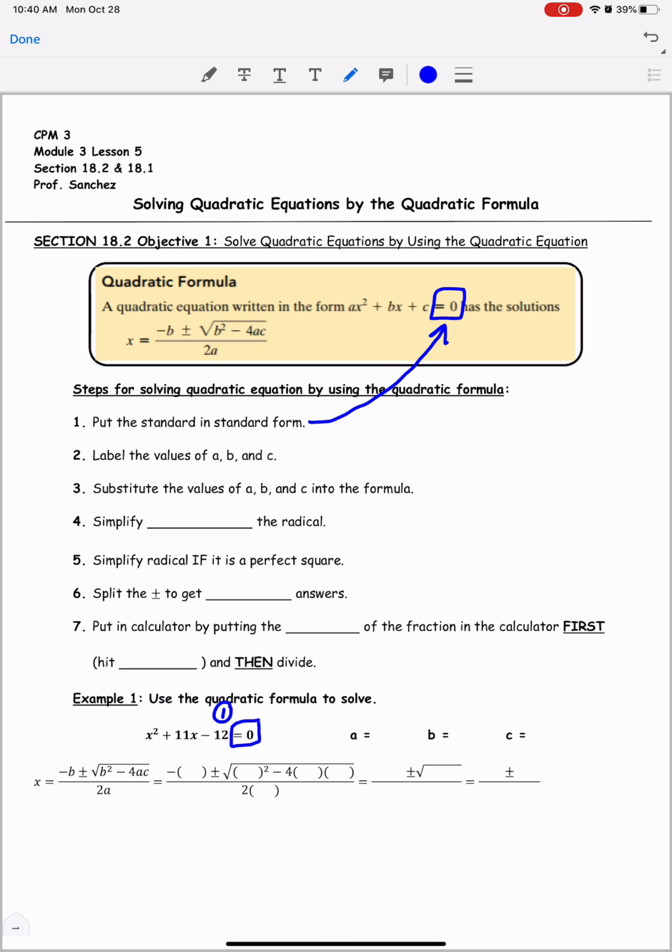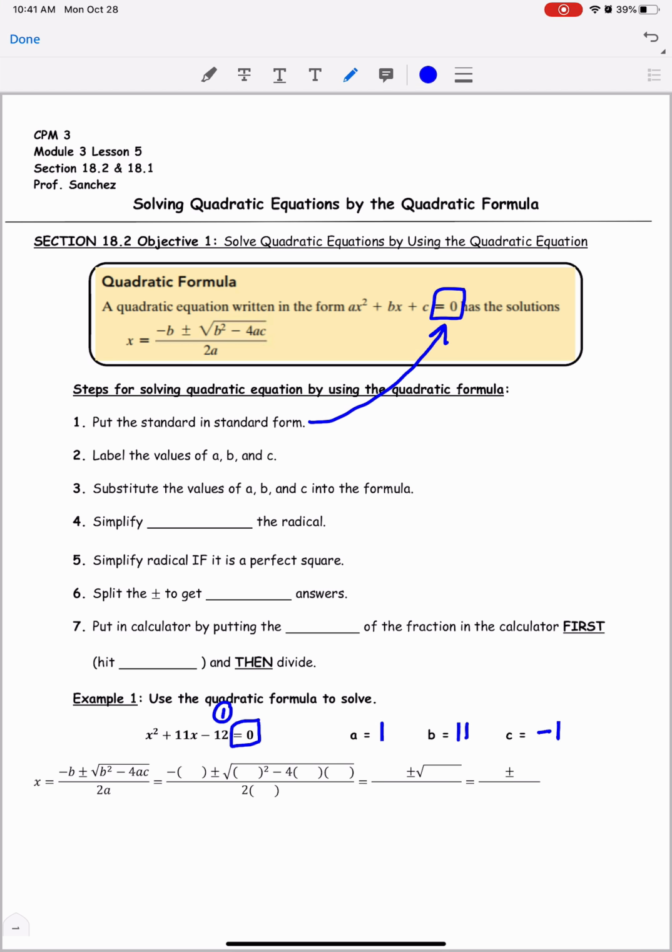So step 2, label A, B, and C. If you notice, it's ax squared plus bx plus c. If you have it in order of x squared, x, no x, it's always A, B, C. So here, if you don't see anything in front, there's a known 1. So my A is 1. My B is what's with the x, so 11. And then my C is what has no x, so negative 12.